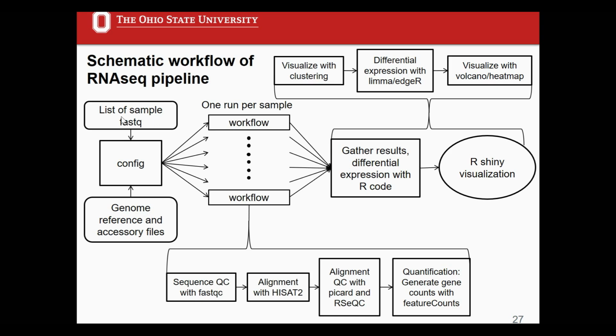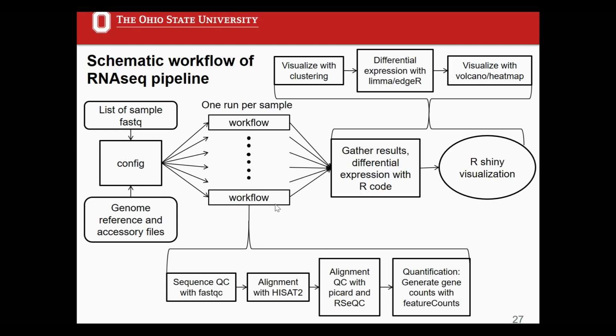Then, according to this list of samples, the same PBS script or Slurm job script with the same workflow will run per sample. So each sample in this file will run the same job scripts. This way we can make sure that each sample is processed identically. And then we have a script to gather the results and do some differential expression analysis with our code.